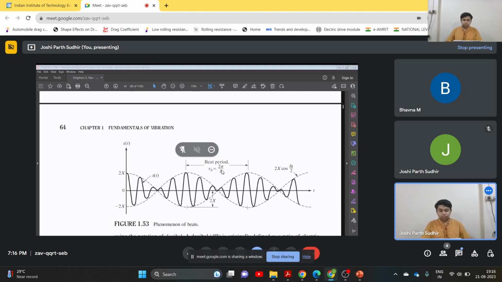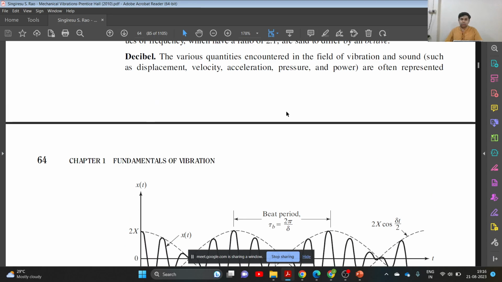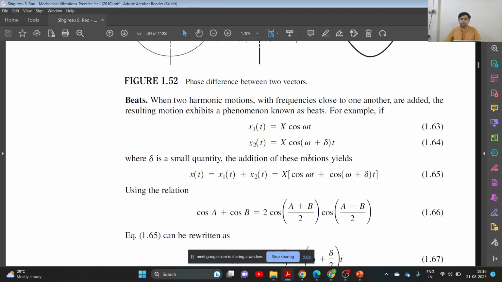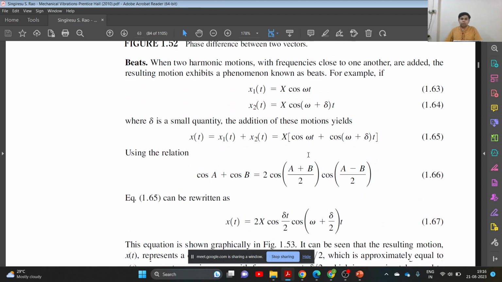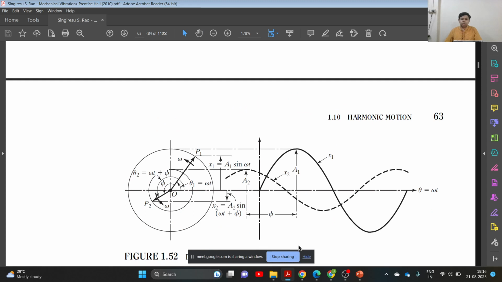Now, regarding the phase difference which you were asking about, this part, this concept, right?